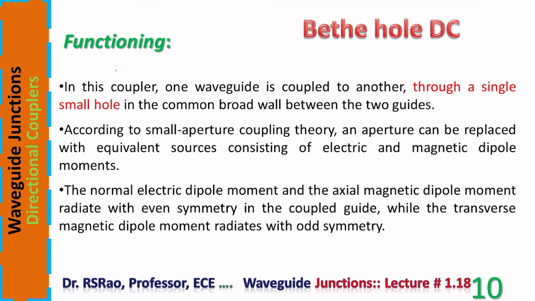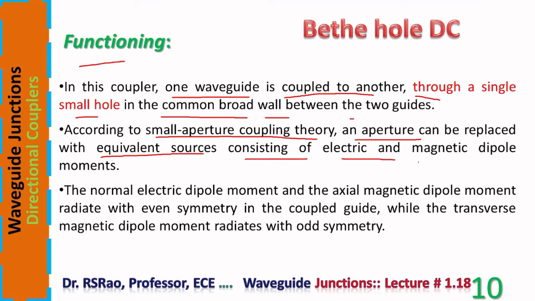Now, a few points regarding the functioning of Bethe-Hole directional coupler. In this coupler, one waveguide is coupled to another through a single small hole in the common broad wall between the two guides. According to small aperture coupling theory, an aperture can be replaced with equivalent sources consisting of electric and magnetic dipole moments. The normal electric dipole moment and the axial magnetic dipole moment radiate with even symmetry in the coupled guide, while the transverse magnetic dipole moment radiates with odd symmetry.